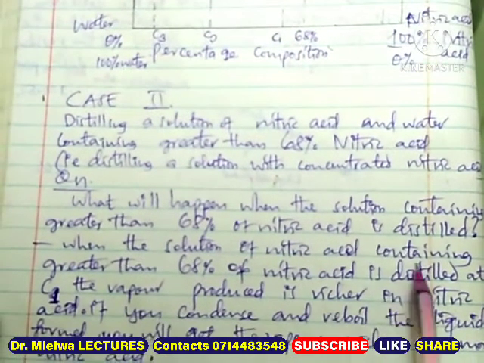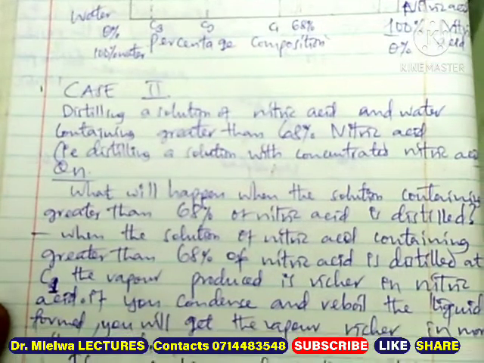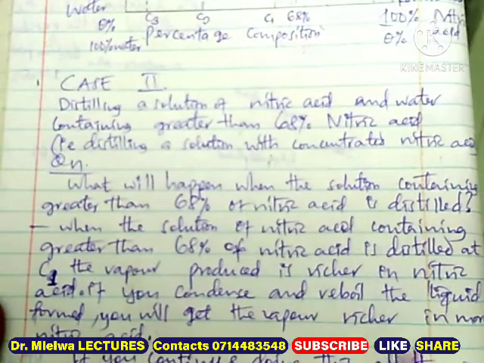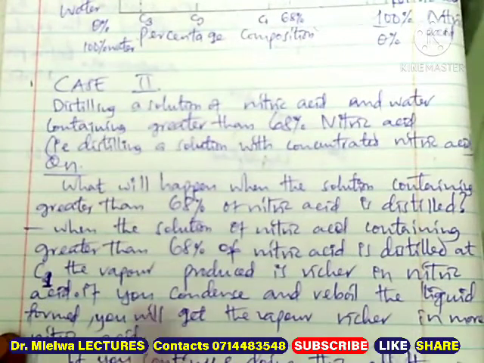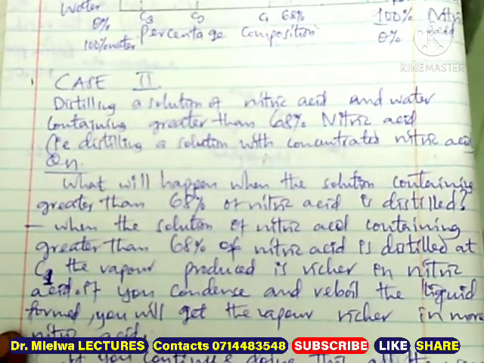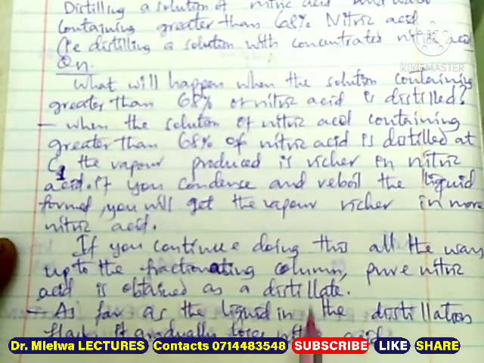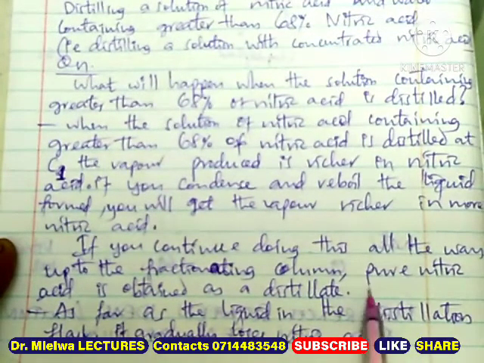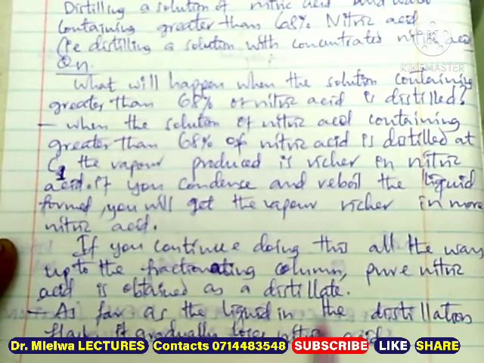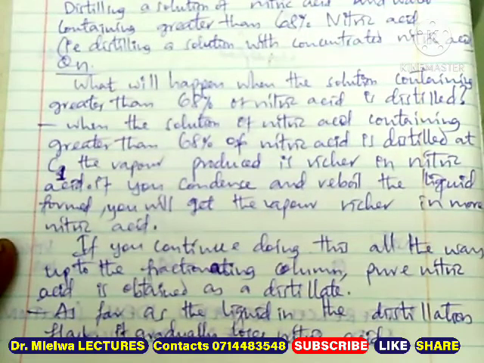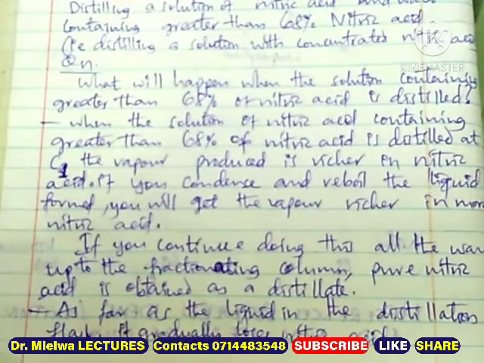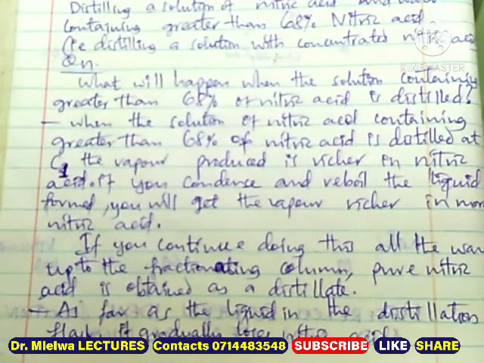So when the solution of nitric acid containing greater than 68% of nitric acid is distilled at C1, the vapor produced is rich in nitric acid. If you condense and reboil the liquid formed, you will get vapor richer in nitric acid. So nitric acid inaongezeka. So if you continue doing this all the way up the fractioning column, pure nitric acid is obtained as a distillate, and the residue is azeotropic mixture. So kama imezidi nitric acid, pure nitric acid will be the distillate.